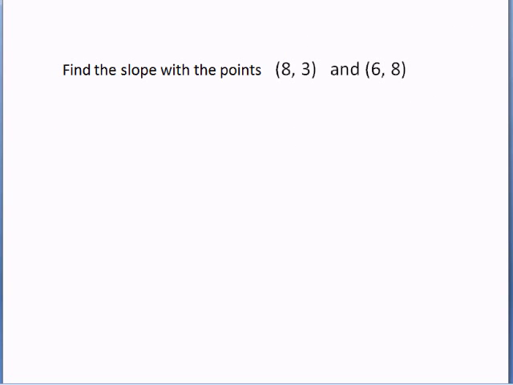Here's 2 points. If you remember the steps, step number 1, label our points. This is my first point, and this one is my second point. Now label the parts of the points. This is x of my first point, and this is y of the first point. This is x of the second point, and this is y of the second point. Remember, each part of the coordinate has an x and a y. The x comes first, the y comes second.